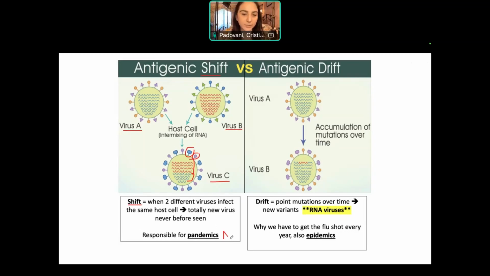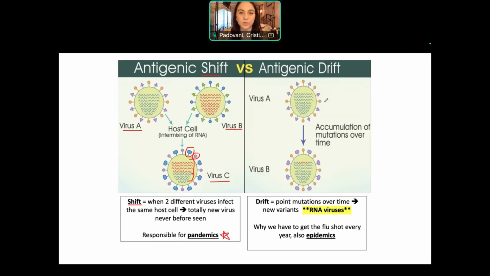This is responsible for your pandemics: coronavirus, swine flu, the 1918 flu, the Spanish flu. These are all your pandemics. This is exactly what happened for all of those. The immune system just wasn't equipped for it, and then so many people got sick all at once. Drift, again, this is slow.